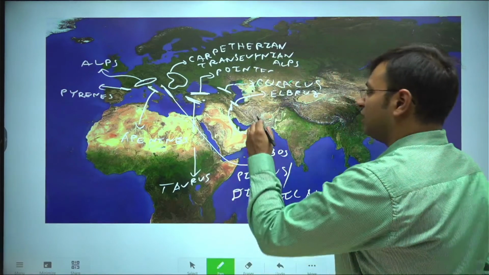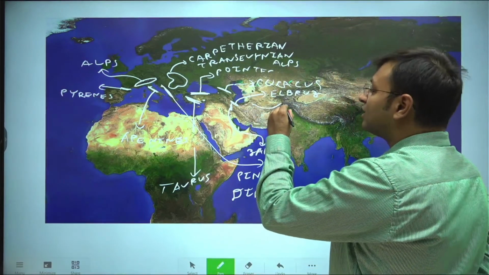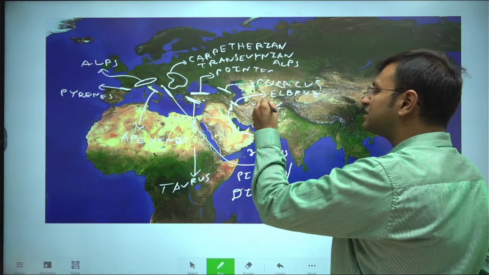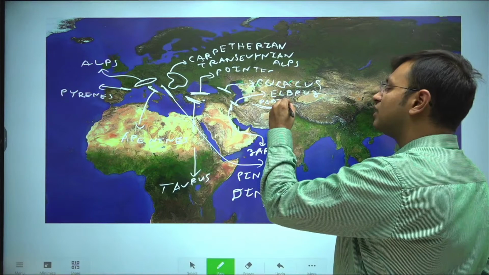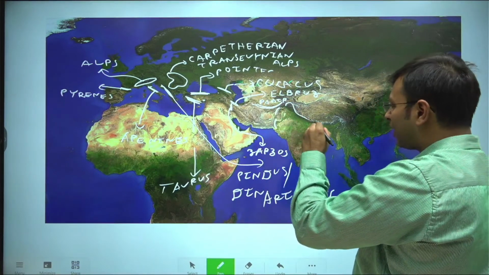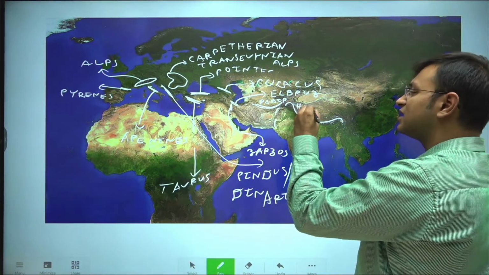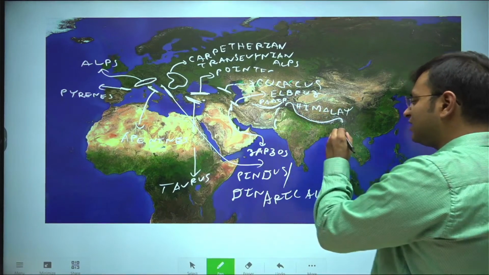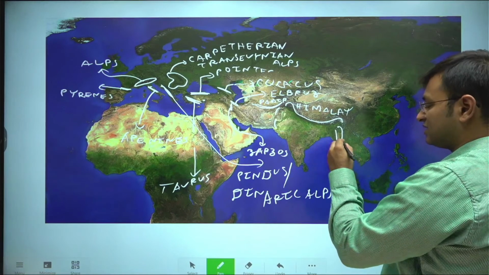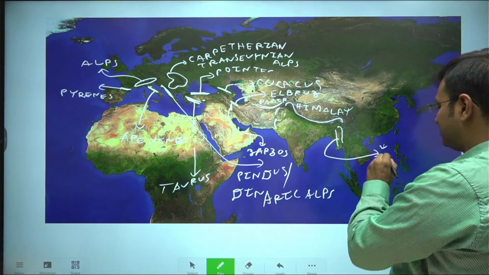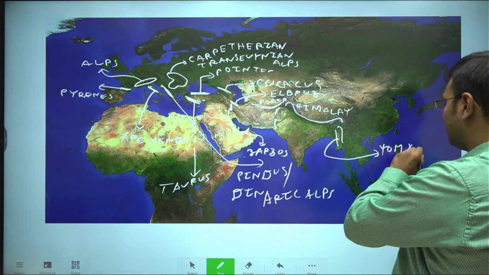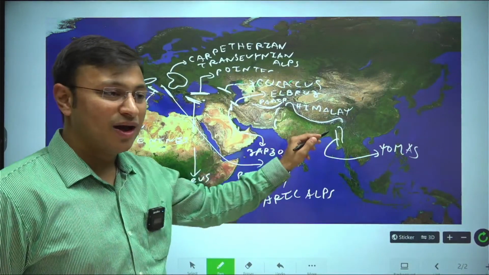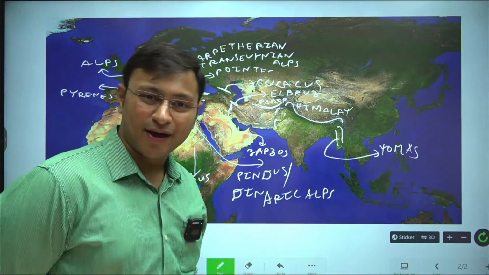Okay. Then you come to Afghanistan and Pakistan. This is where you have the Pamirs and the Hindu Kush mountains. And then in India, you have this complete range, which we call the Himalaya. And then in Myanmar, you have two mountain ranges called the Yomas: the Arakan Yoma and the Pegu Yoma.